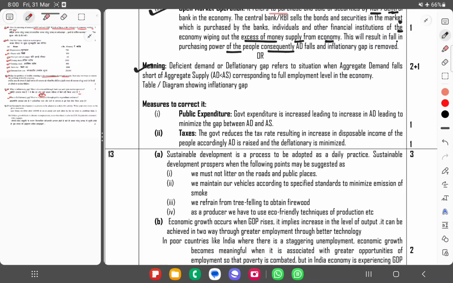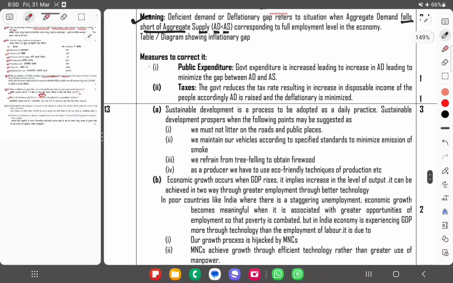deficient demand or deflationary gap refers to the situation when aggregate demand falls short of the aggregate supply. AD is less than AS, corresponding to full employment level in the economy. Table diagram showing the deflationary gap. Measures to correct it: public expenditure. Government expenditure is increased, leading to an increase of AD, minimizing the gap of AD and AS. Taxes: the government reduces the tax, resulting in increased disposable income of the people. Accordingly AD is raised and the deflationary gap is minimized.